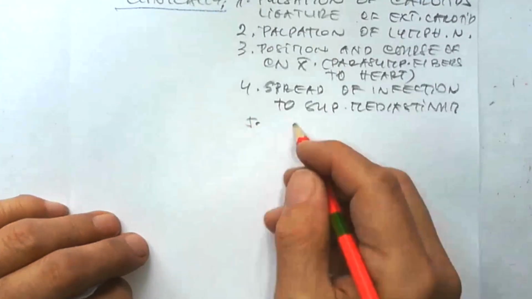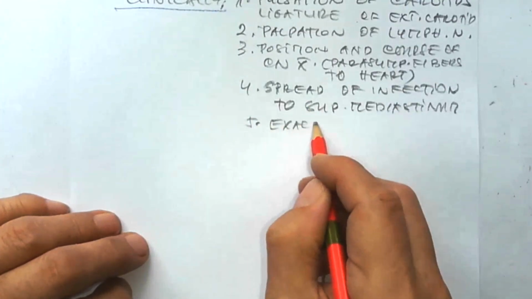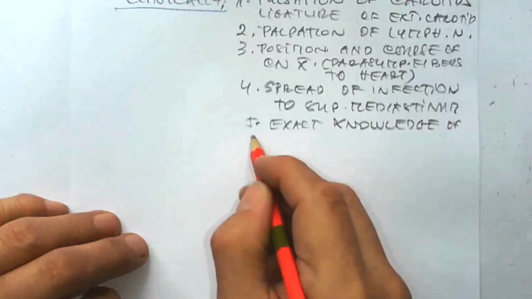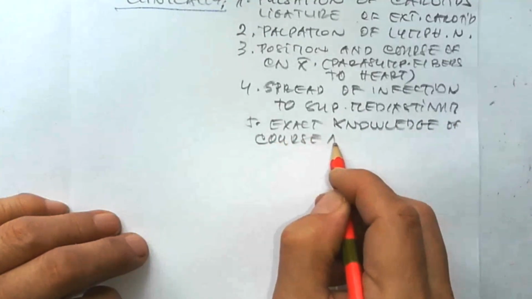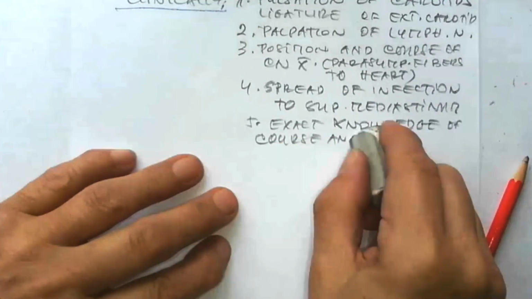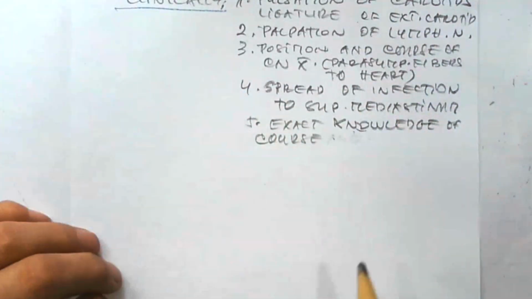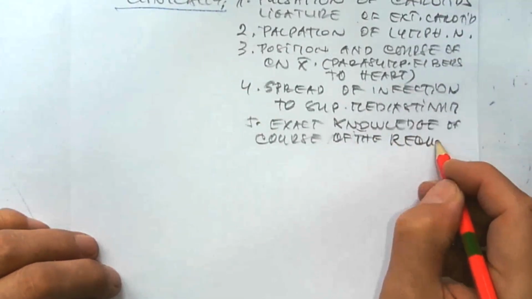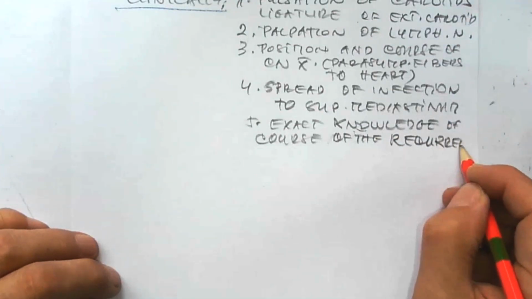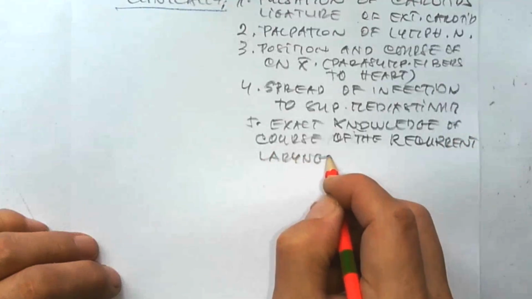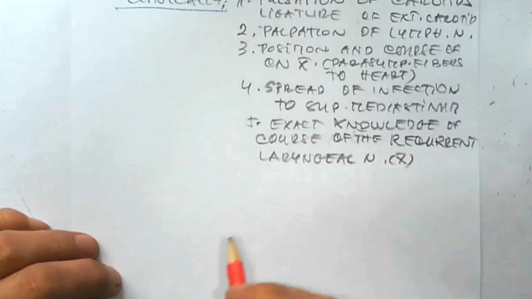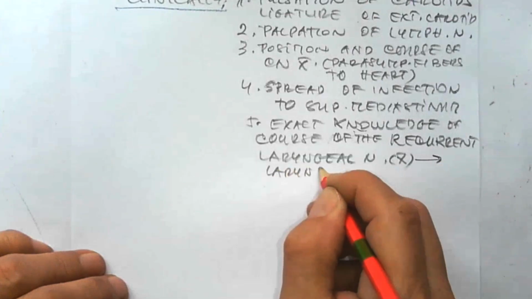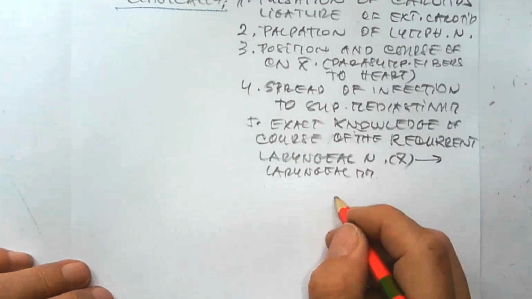Then number 5. No, I would say that exact knowledge of the course, just course is better, of the recurrent laryngeal nerve from the vagus, which supplies the majority of the laryngeal muscles, is important.